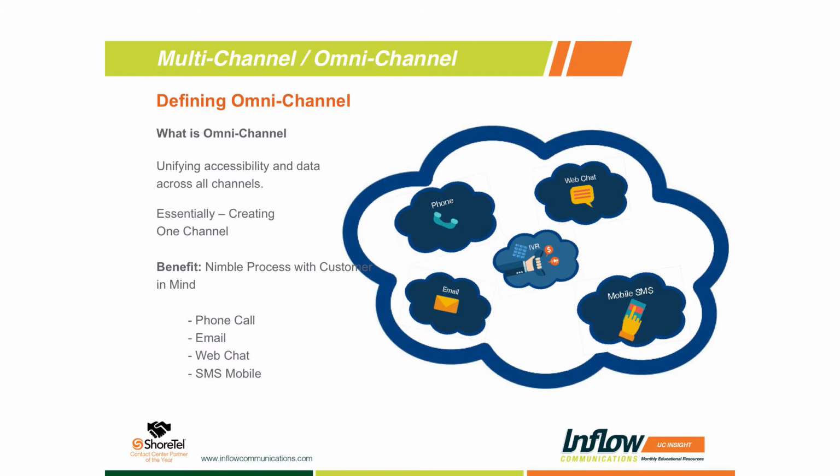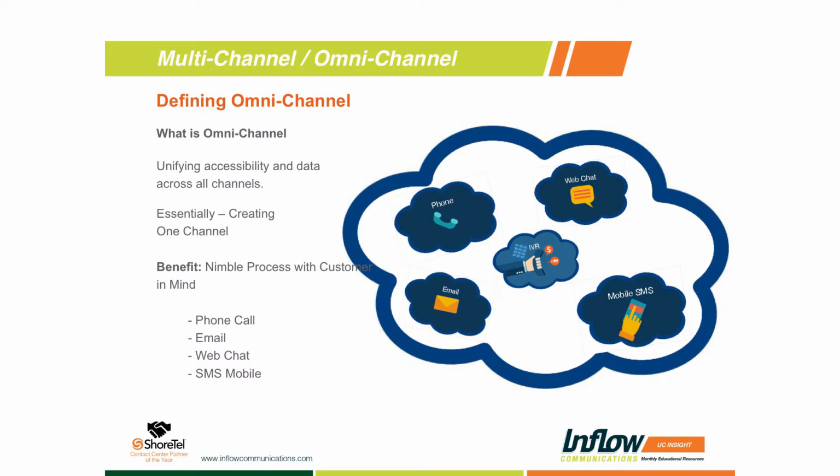Now, let's define omnichannel. The concept of omnichannel is basically unifying accessibility and data across all channels. Essentially, the concept of omnichannel is creating one global channel. Whether the call or communication from your customer comes in as a phone call, or through web chat, or is transferred in from an IVR or SMS, all these things are critical. But when you can unify those into one communication experience, this is really what omnichannel is. So you can see already how multi-channel and omnichannel sort of go hand in hand.